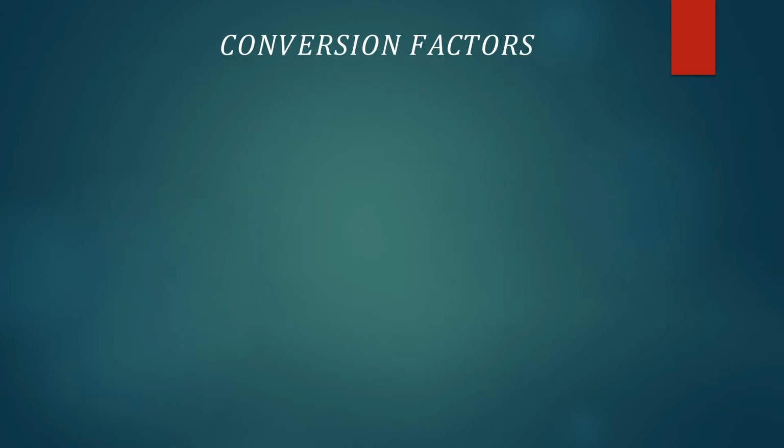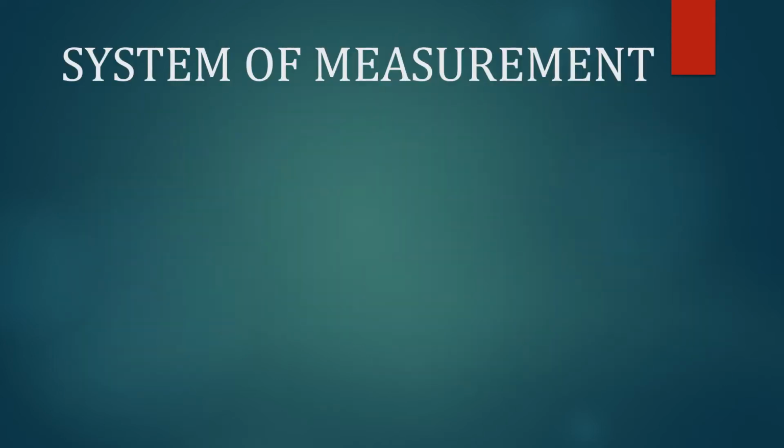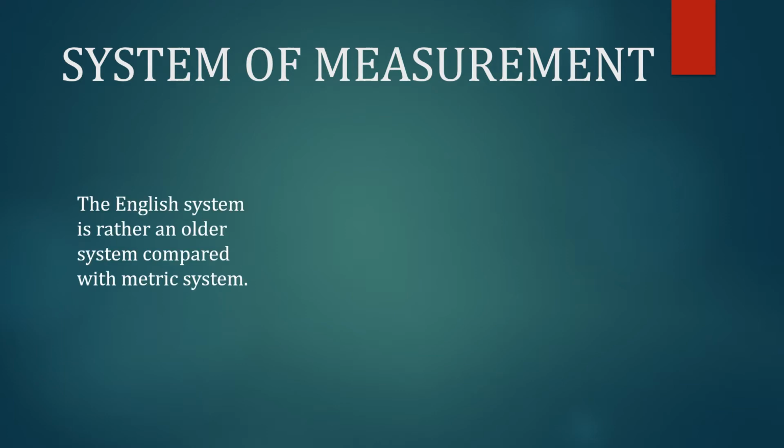Here are some examples of the conversion factors that you will be needing later for some exercises. Speaking of measurement, there are two major systems of measurement, namely the English and the metric system. The English system originated from the United Kingdom and is rather an older system compared with the metric system. Some of its units are inches for length, ounces for mass, pint for volume, and more.